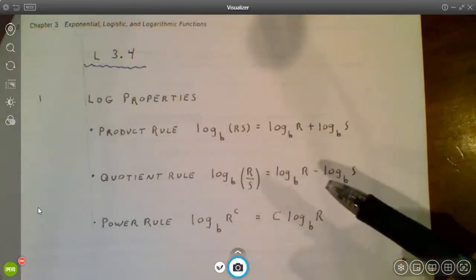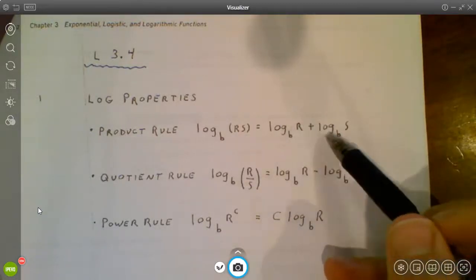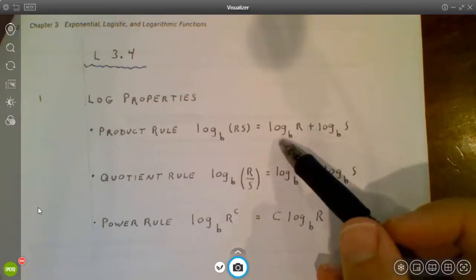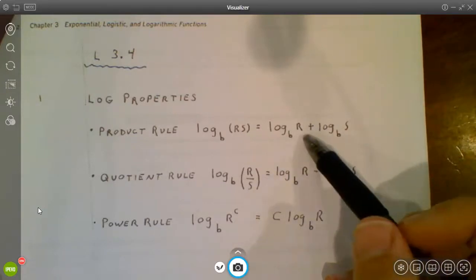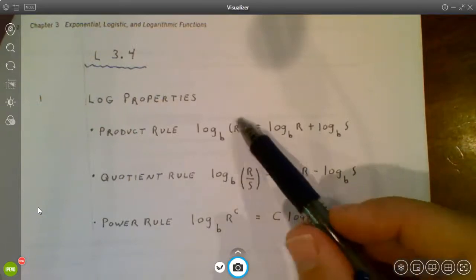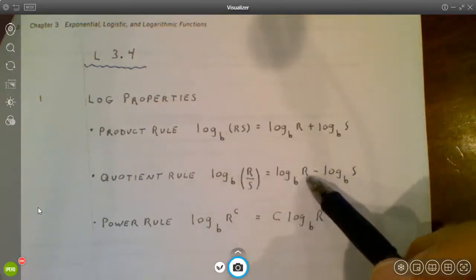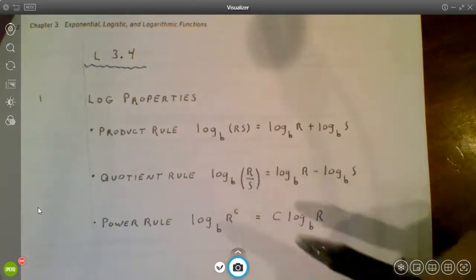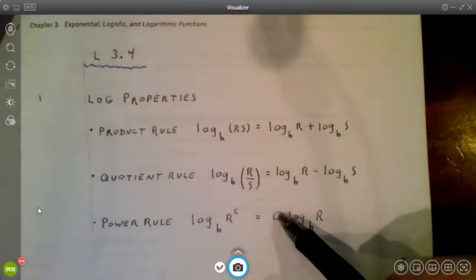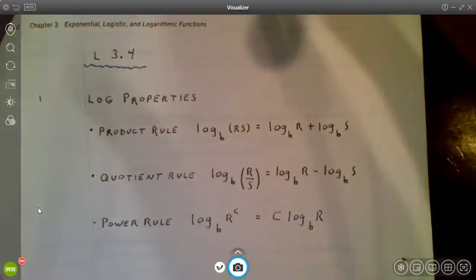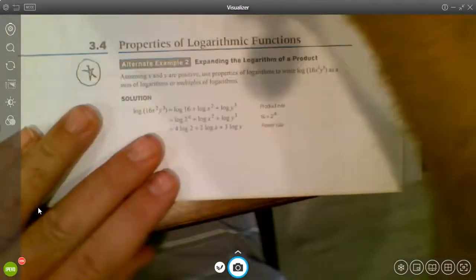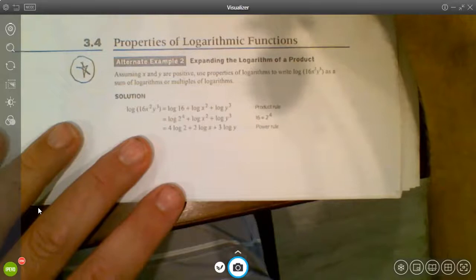You can go the other direction with this. If I have two logs that are being added together, if they have the same base, then I'm allowed to combine them into a single log through multiplication. Same thing with this: I can turn this subtraction of two logs into the division of a single log. And it can obviously go back to becoming an exponent. So we can go either way on those. We're going to get a little practice on doing those.